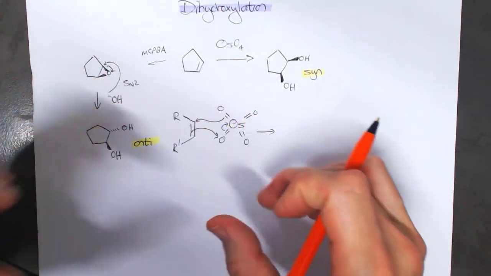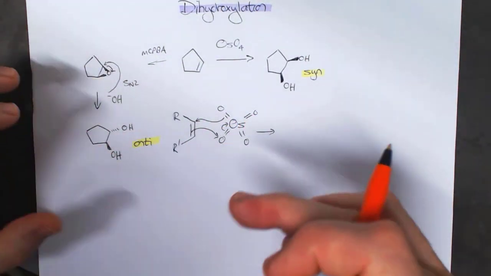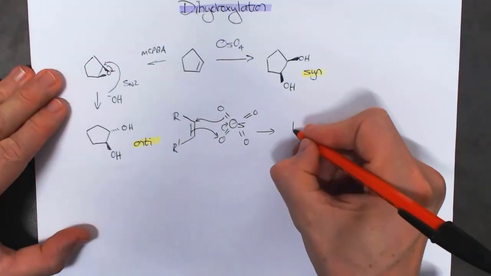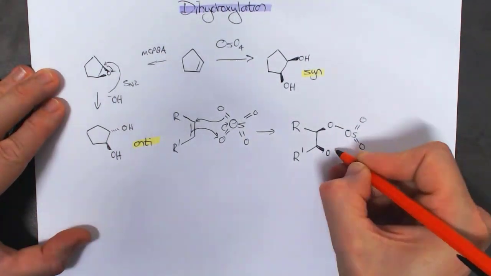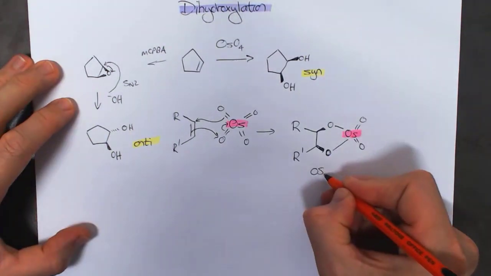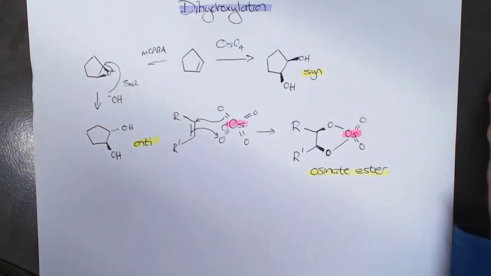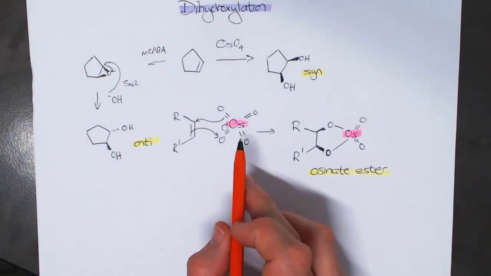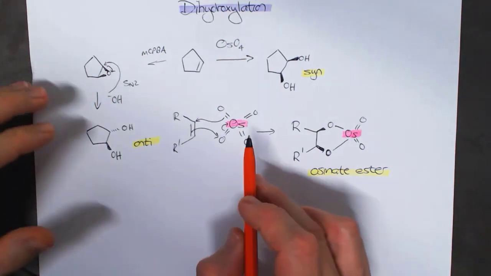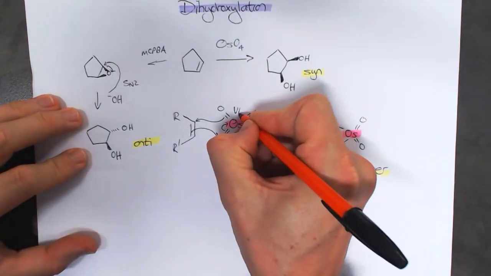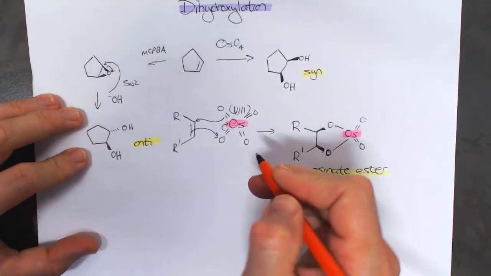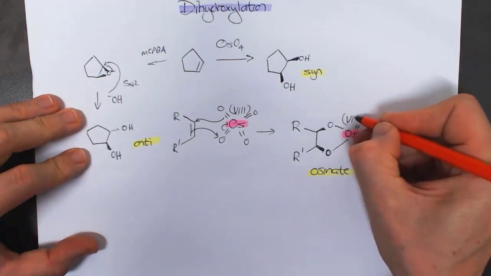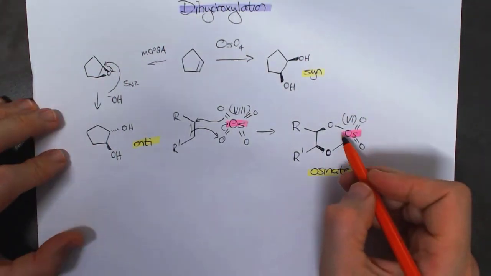It's happening in one step, much like hydroboration, much like mCPBA, adding in one step on the same face. And we get this, and this is known as an osmate ester. So we've changed the oxidation level of the osmium. It was at the 8 oxidation level, 1, 2, 3, 4, 5, 6, 7, 8. And it's now gone to 1, 2, 3, 4, 5, 6. So it's been reduced overall.